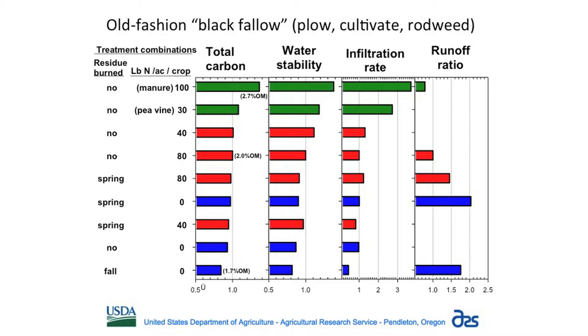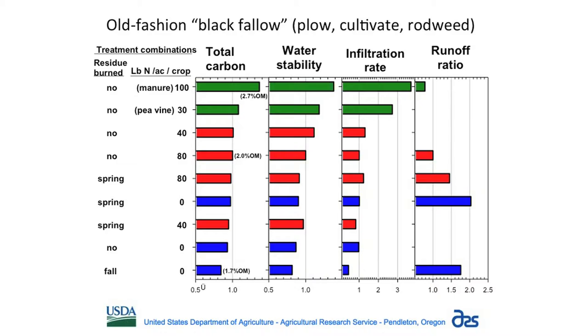Okay, and then these treatments are all more conventional. These are all black fallow. These are all old-fashioned plow, cultivate, rodweed, no surface residue. It's an old-fashioned experiment started in the 30s and maintained, still maintaining it today. So these are treatments where the residue is burned in the spring. There's one that's burned in the fall. No fertilizer N added in these, pretty extreme example, but here's more reasonable amounts of fertilizer nitrogen applied.